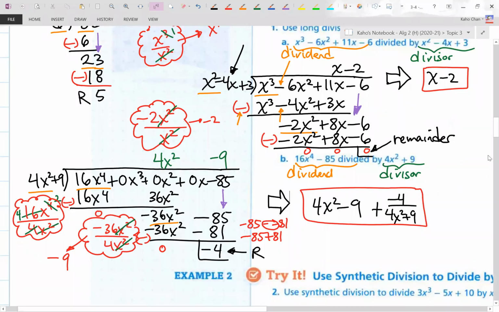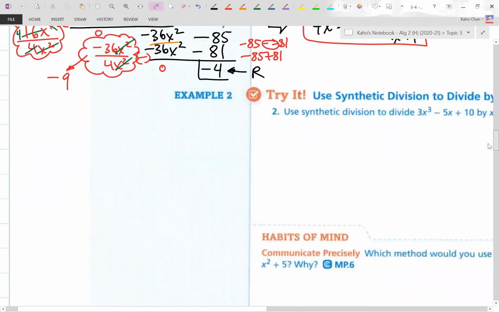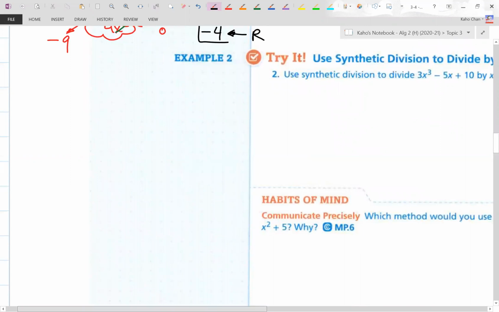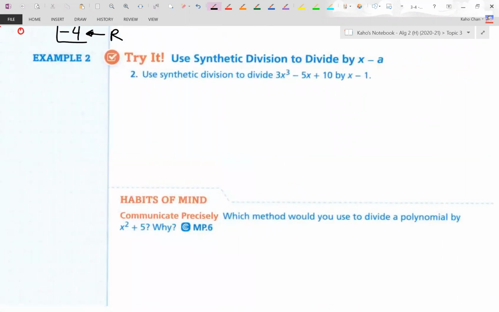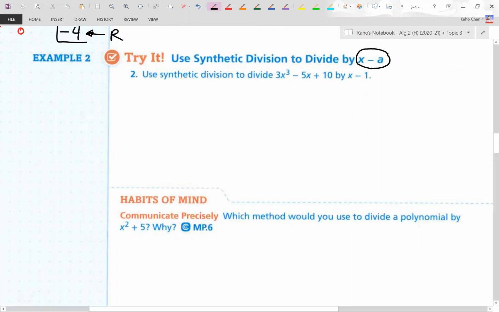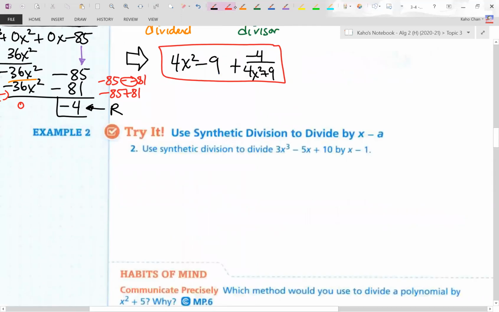All right, let's move on to example 2, to another type of division called synthetic division. Sometimes dividing polynomials by long division takes a lot of work. There's actually a faster way for polynomials whose divisor is in the form of x minus a. If you have a divisor in that form, x minus a, then you can do something called synthetic division.